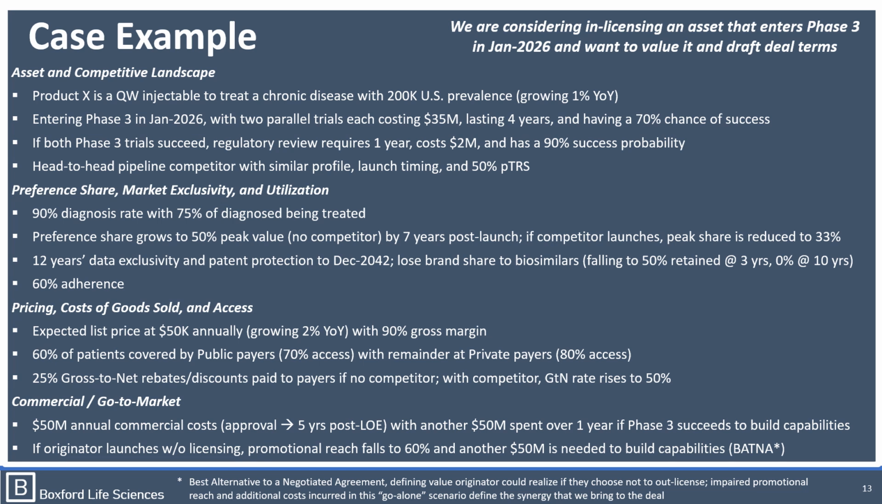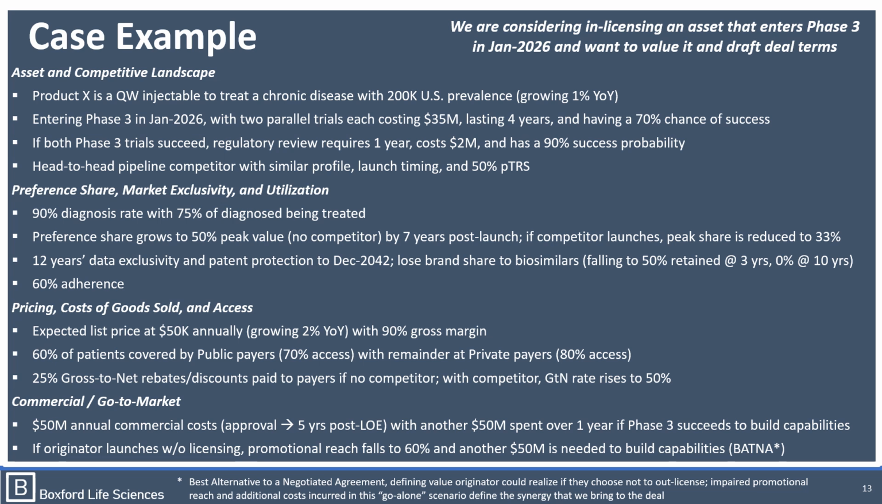So let's now look at a case example where the economics are particularly important because we're considering in-licensing an asset that's about ready to enter phase 3, here assumed in January 2026. And we want to value it and draft deal terms, and getting the economics right in this case is important because we're actually allocating real money up front through agreeing to pay an upfront, agreeing to pay milestone payments. And so we do need a quantitative estimate of the value of the asset, but we also need to make sure that we consider all the development risk and market uncertainty that could affect that value.